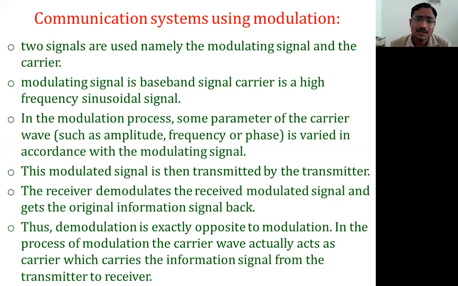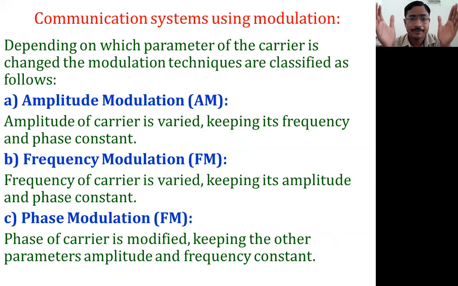In this fashion, in communication, depending upon which parameter of the carrier is varied, again we have three types of modulation techniques. If the amplitude of the carrier is varied, we call it amplitude modulation. If the frequency of the carrier is varied, we call it frequency modulation. If the phase of the carrier is varied, we call it phase modulation. So depending upon the technique used for modulation, we have three modulation schemes.